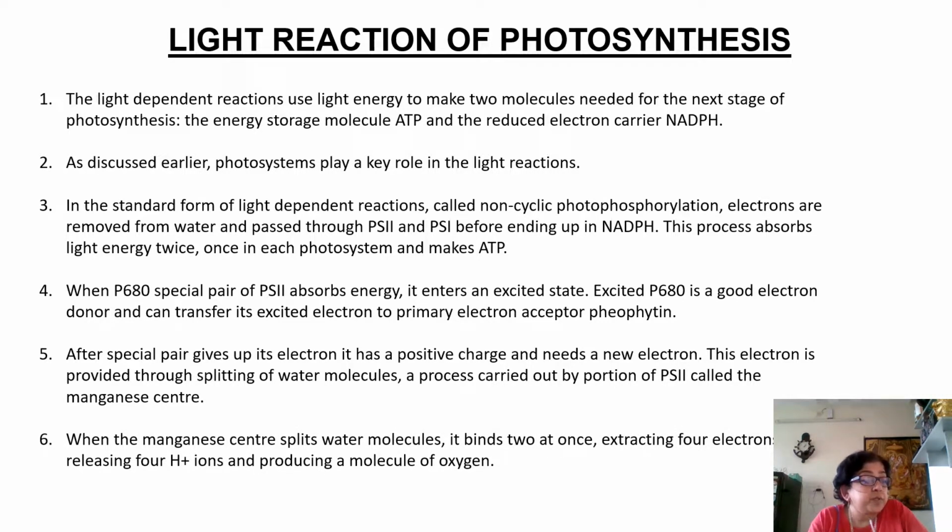After the special pair gives up its electrons, it has a positive charge and needs a new electron. This electron is provided through splitting of water molecules, a process which is carried out by a portion of photosystem 2 called the manganese center.